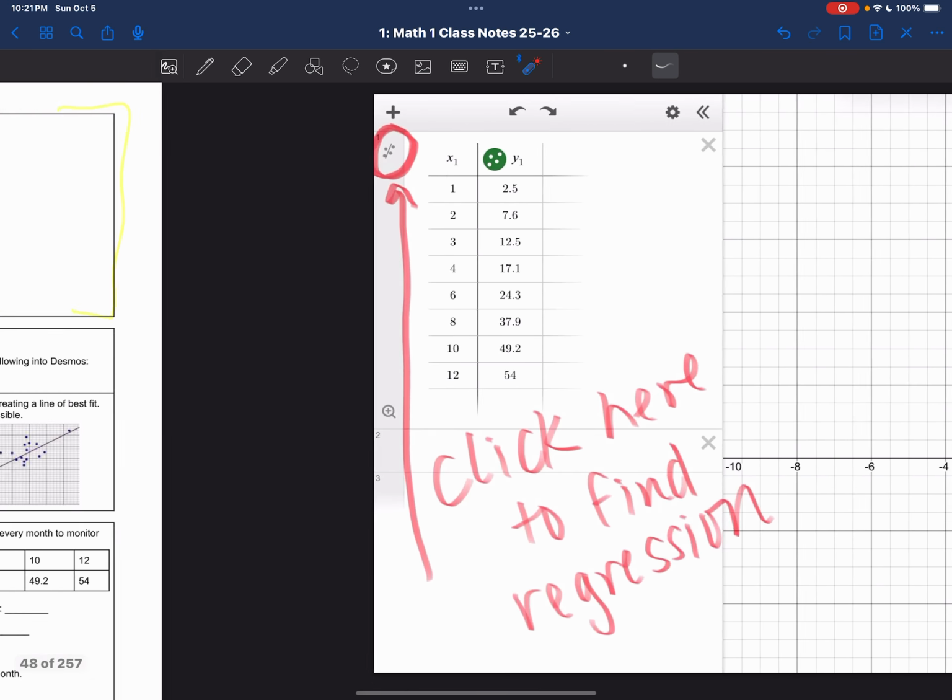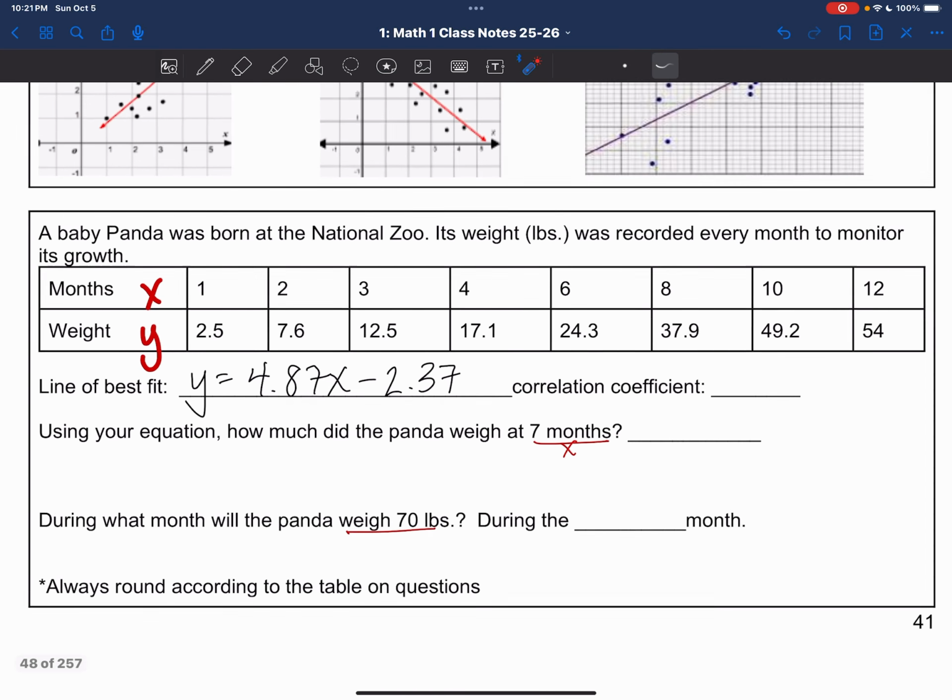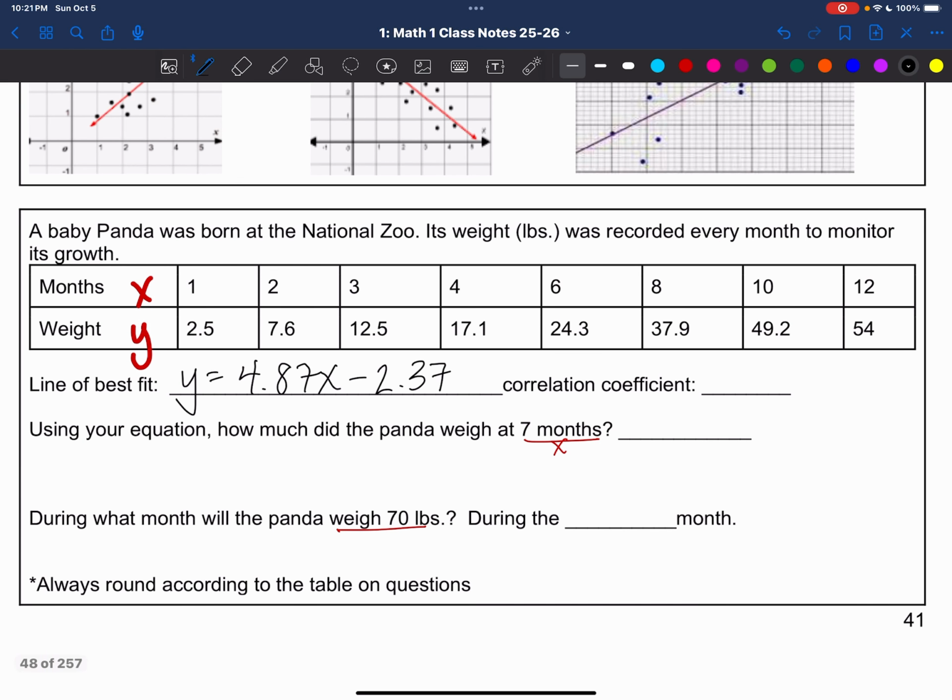All right, so now let's go back. So I just rounded all of that, and we said the correlation coefficient was 0.996. So remember, that's your R value. All right, so we want to know, using this equation, how much did the panda weigh in 7 months? Well, remember, months are your X values, so we're just going to substitute that information in.